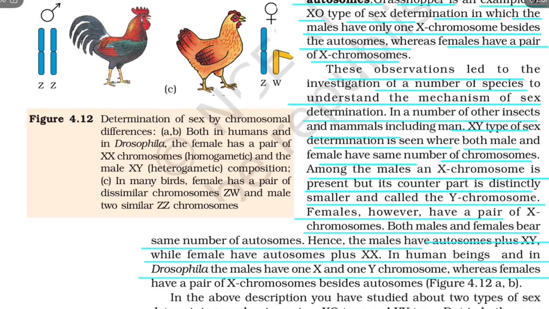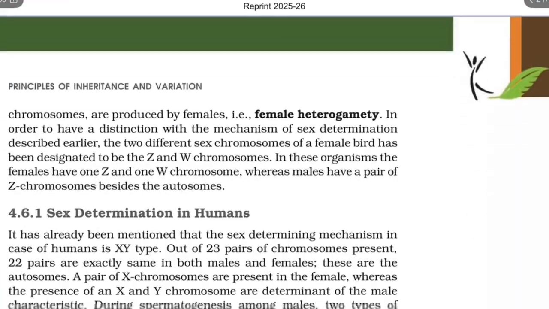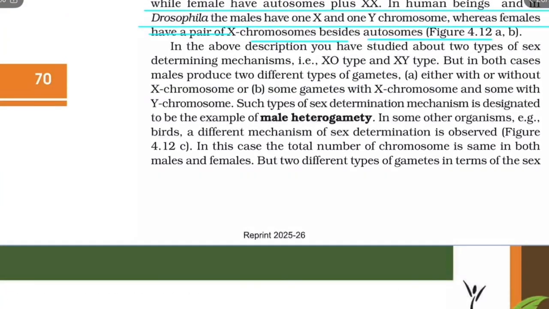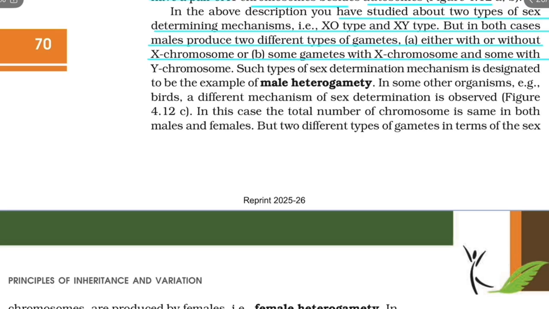In Drosophila, the males have one X and a Y chromosome, whereas females have a pair of X chromosomes besides autosomes. In the above description, you have studied two types of sex determining mechanism, XO type and XY type. In both cases, males produce two different types of gametes, either with or without the X chromosome, or some gametes with the X chromosome and some with the Y chromosome. Such a type of sex determination mechanism is an example of male heterogamety.